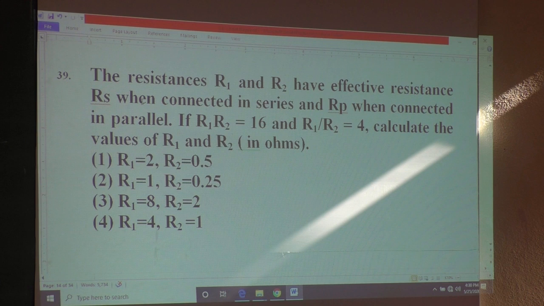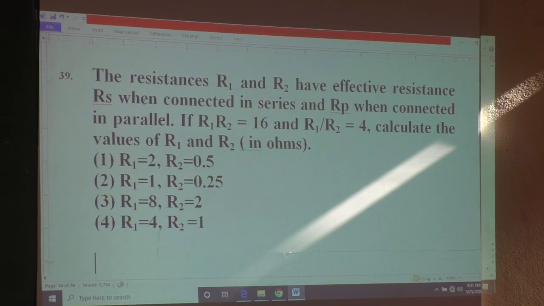Calculate the values of R1 and R2. Product is 16 and ratio is 4. Product 16, ratio 4. Oh, you have two answers, right? No, you have many answers here. Okay, we will work it out.